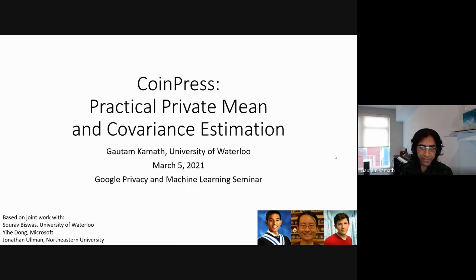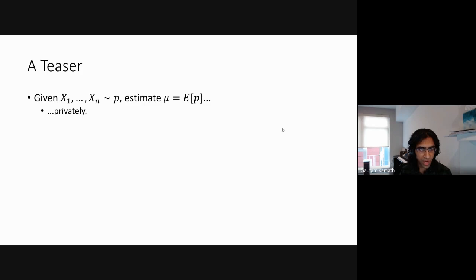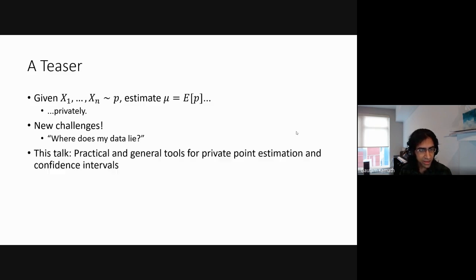So in one slide, the main setting we're going to be concerned with is, given a data set distributed according to some distribution, we want to estimate the mean of that distribution, except now with the additional constraint of privacy. There are many new challenges that arise in this setting. At a high level, one is, where does my data lie? We'll revisit this in a few slides, and I'll show you what the exact challenge is.